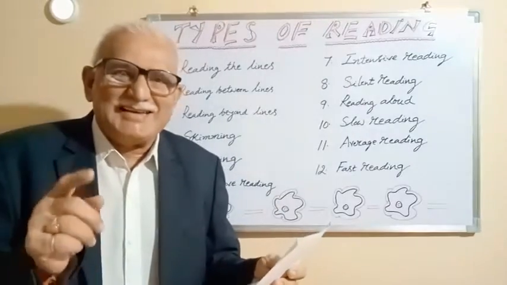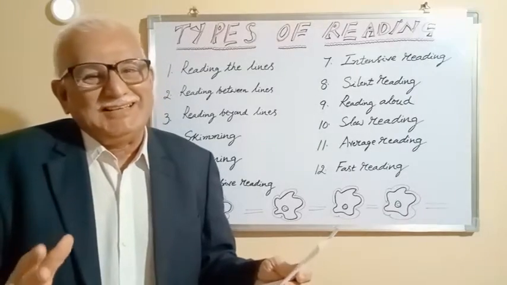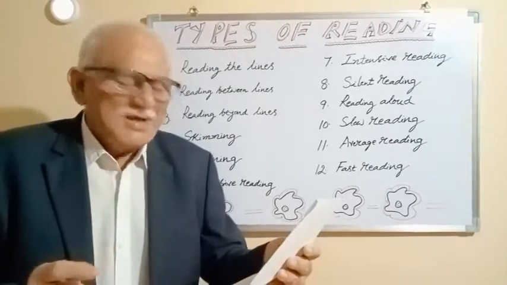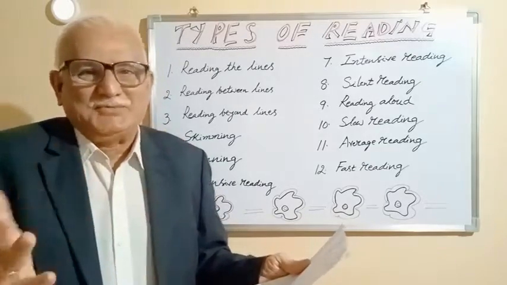Skimming, S-K-I-M-M-I-N-G. Simple newspaper reading is skimming, where we generally go through certain items superficially from page 1 to page 12. Okay, like that.